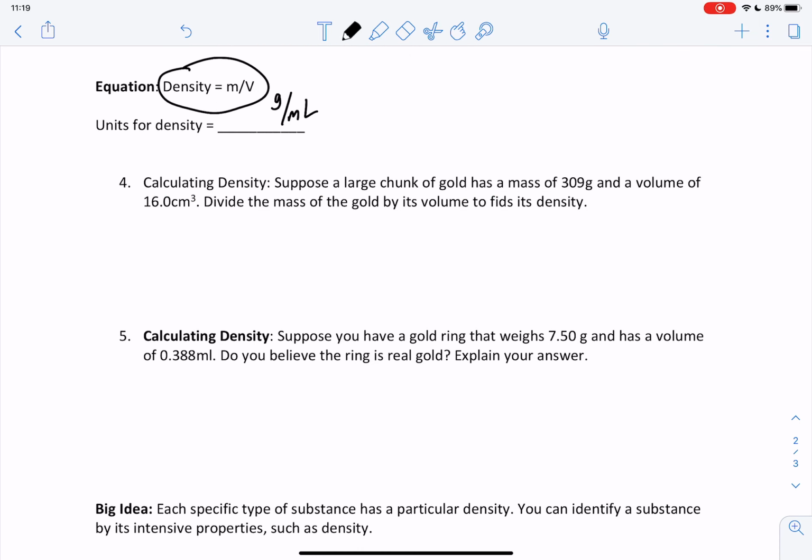First one, calculating density. Suppose a large chunk of gold has a mass of 309 grams, and I just underline any info that I might need. So it's a mass of 309 grams, a volume of 16.0 centimeters cubed. Divide the mass of the gold by its volume to find its density. There's a typo.